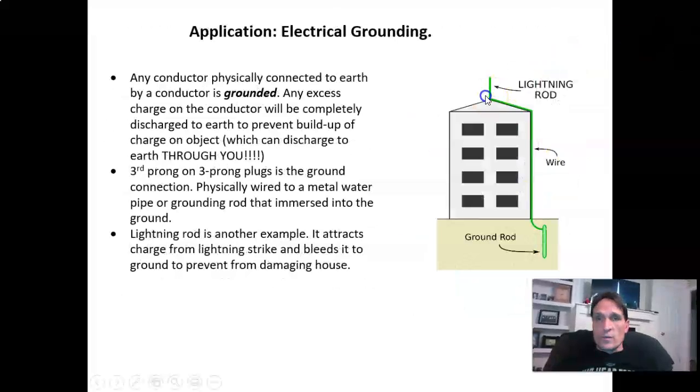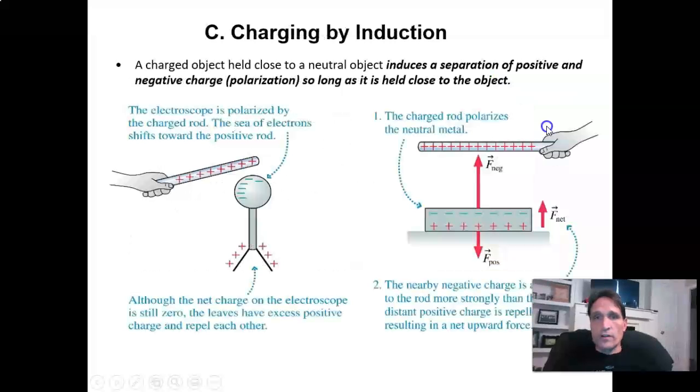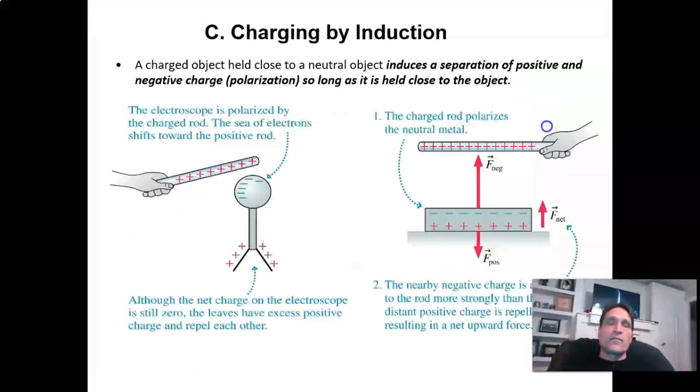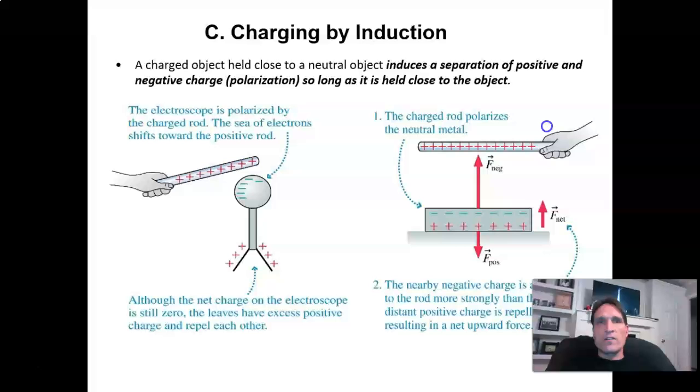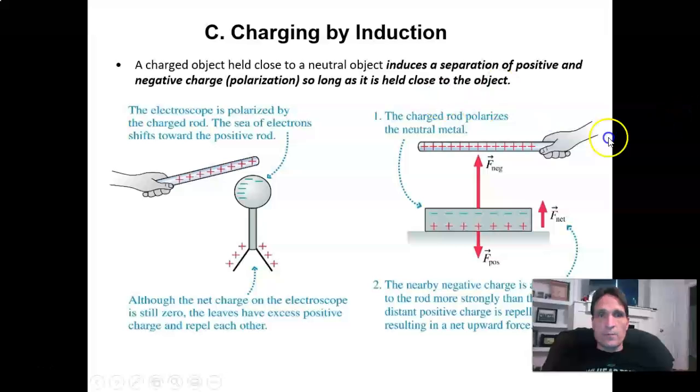That application we discussed was grounding, with a lightning rod, or the three-prong plugs. The final method of charging, which can be used to charge, or temporarily charge, a neutral object, is called charging by induction, or by polarization. So let's look at a concrete example here.